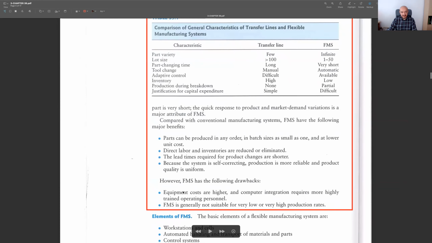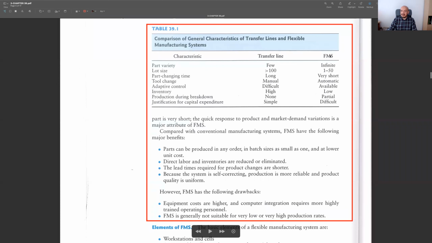There are two of them noted here. Equipment costs are higher, yes, it's somehow similar to job shop systems, since we have general purpose machinery. That's why the costs are higher, and we need to have more computer integration, and we should have workers, engineers having high knowledge on computers. And as you see here in the last thing about disadvantage, flexible manufacturing systems are not suitable, not actually suggested for low number of productions or high number of production. It's mostly suitable for medium size production.